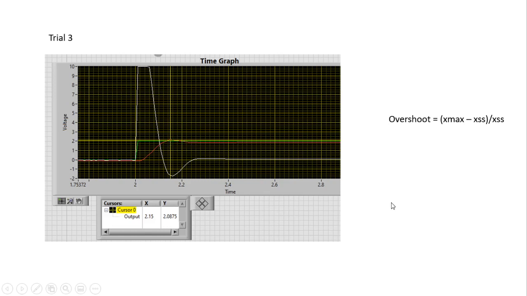Overshoot is defined slightly differently from the ones that you learned in ME 3333. There, overshoot is just x max minus x steady state. But that's a useless definition. You need to normalize it, so you divide by the steady state value. That's your overshoot, and if you want the percent overshoot, just multiply by 100%. So don't use a definition that says the overshoot is x max minus x steady state. That one really is useless.